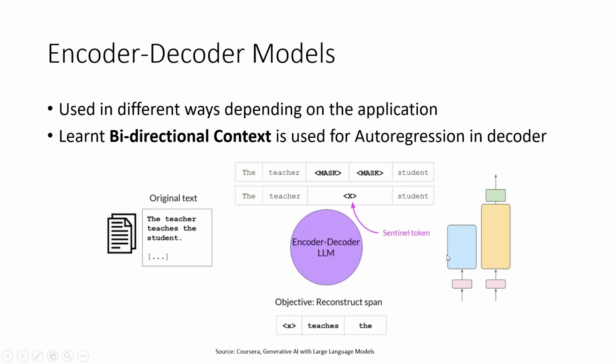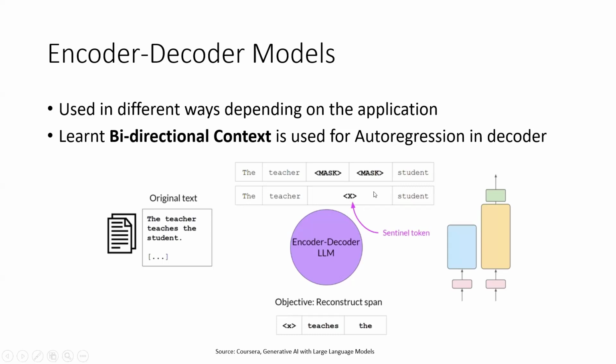In this encoder-decoder model, which is also known as a sequence-to-sequence model, they are generating new tokens not only by using one direction, but by using the meaning that is encoded by the encoder. So the accuracy or capability of this kind of encoder-decoder model is much higher compared to a decoder-only model.